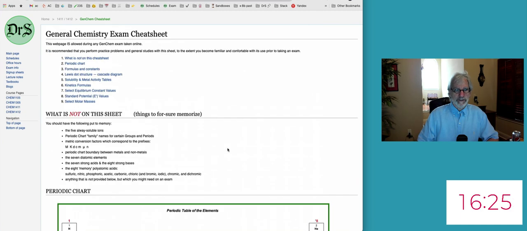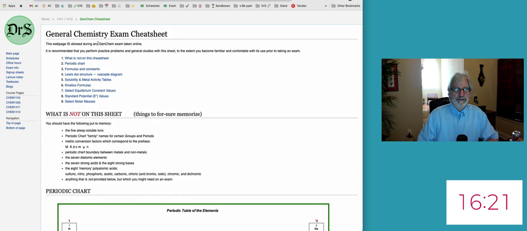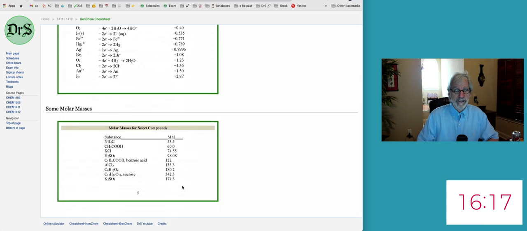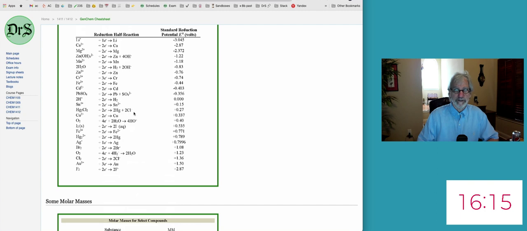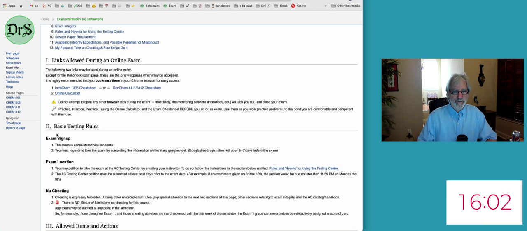Right. Okay. So, and this is all indexed too. So this is for Gen Chem 1 and Gen Chem 2. So don't panic if you see some stuff that looks unfamiliar or that we haven't covered in the course. It's probably information for Gen Chem 2. The second external website you will be able to access during an exam is the online calculator.